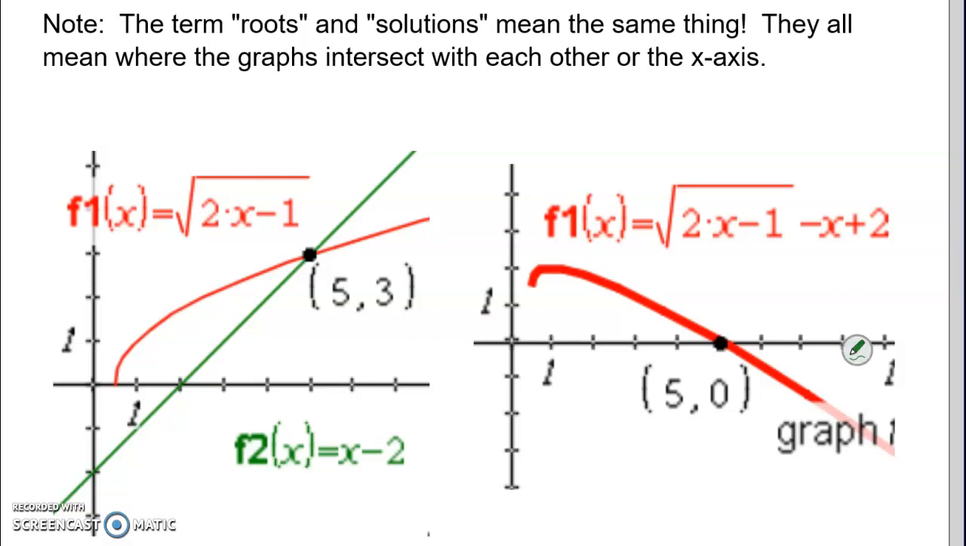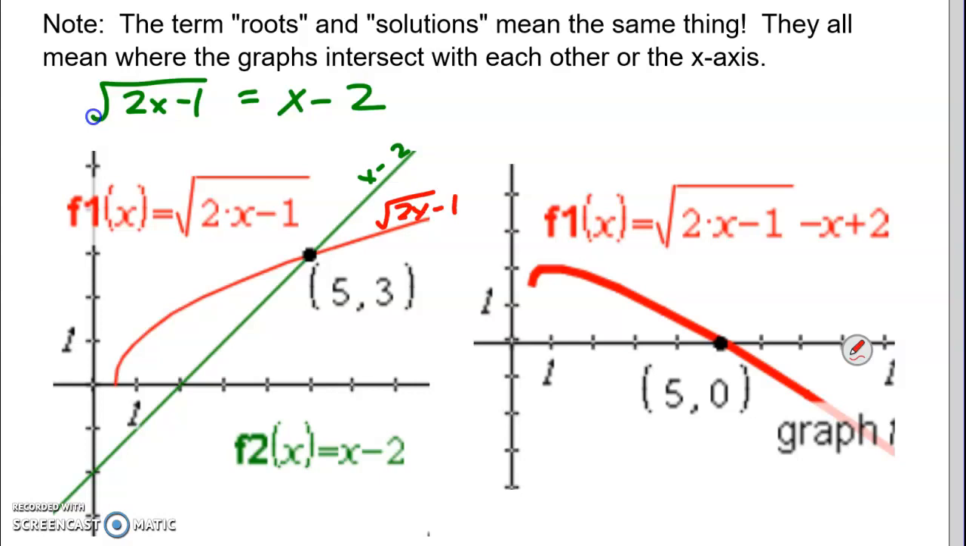So I want to show you this, you guys. This is a graph of the situation we just did, the example we just solved. So we had a line on one side. The line was x minus 2. Remember our equation was the square root of 2x minus 1 equals x minus 2. That was our equation. So what I did here is I graphed the line of x minus 2, and I graphed the equation of root 2x minus 1.